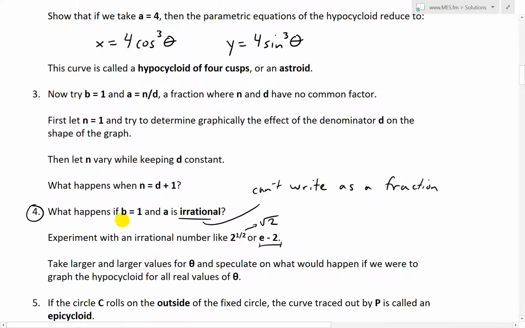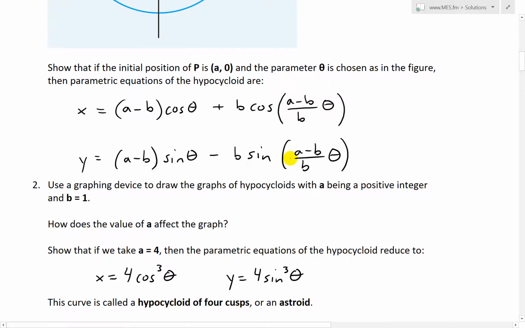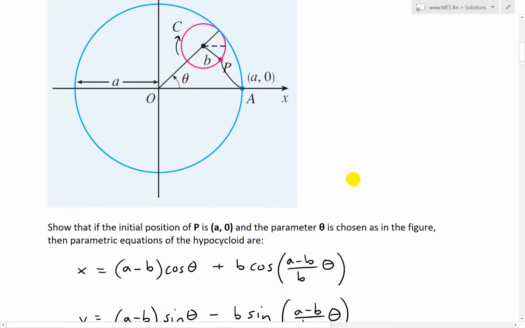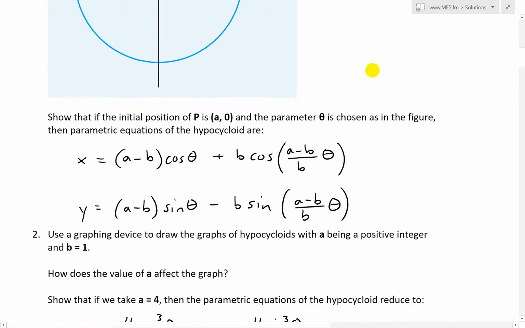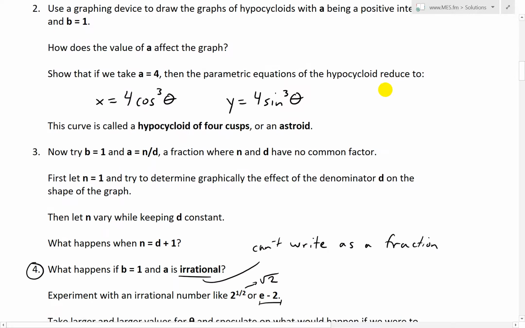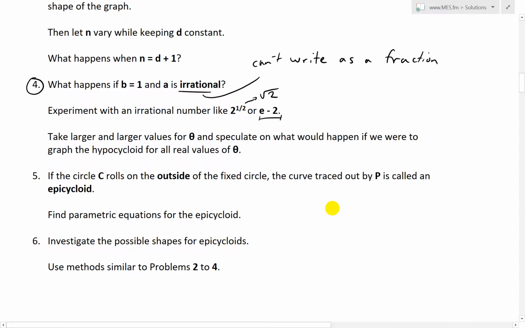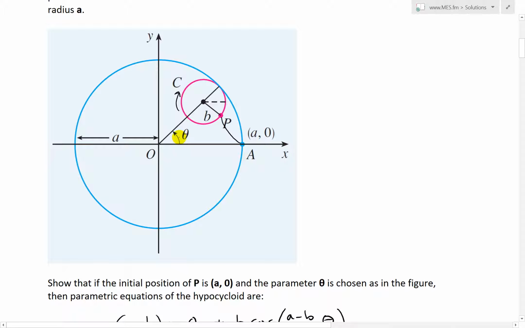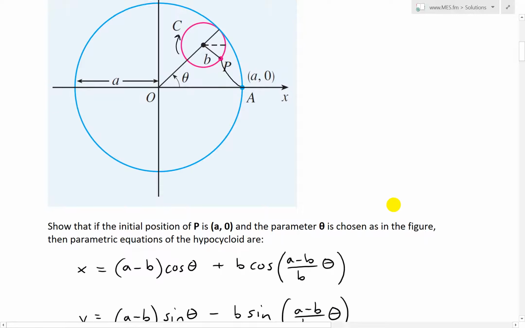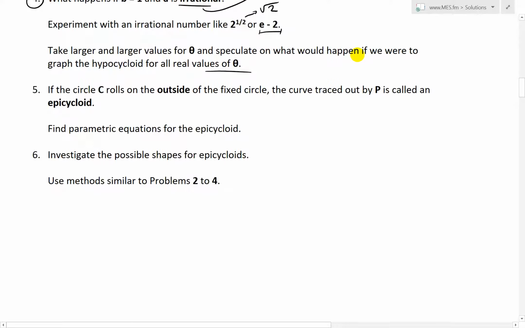And again, b and a are the constants in these parametric equations, where a is the outer radius of the big circle and b is the inner radius. These are parametric equations for the coordinates on that curve. Part 4 then says, take larger and larger values of theta and speculate on what would happen if you were to graph the hypocycloid for all real values of theta. In other words, this just means you're rotating it around infinitely many times as you take larger and larger values of theta.